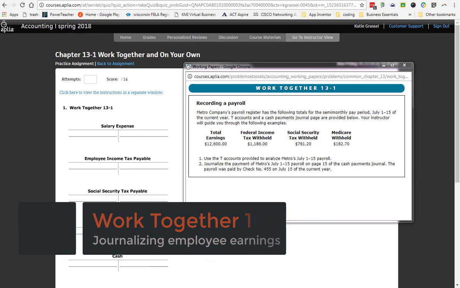So work together, 13-1. This is going to be a really short one. It should not take you too long.